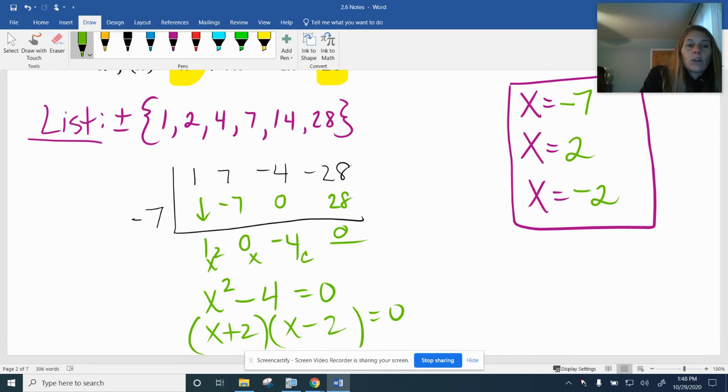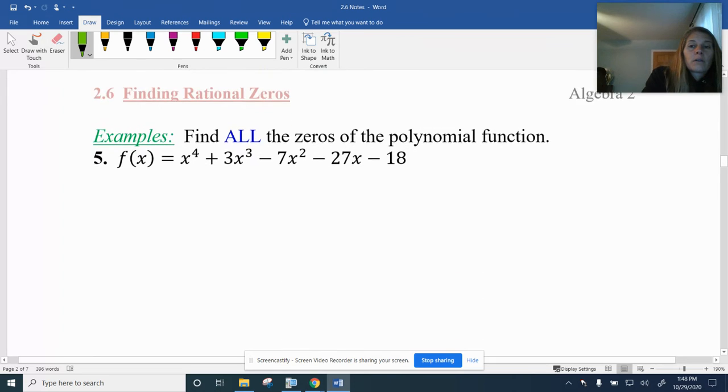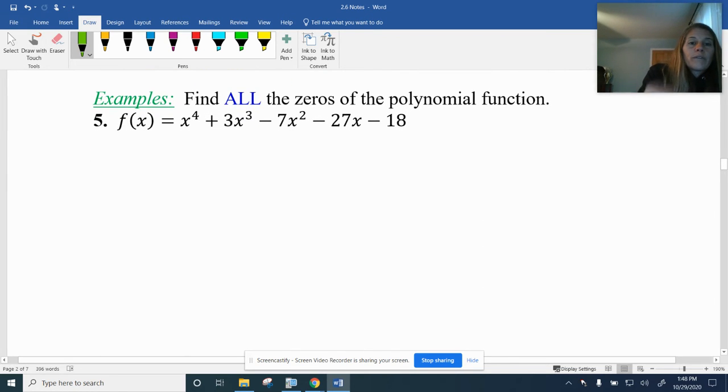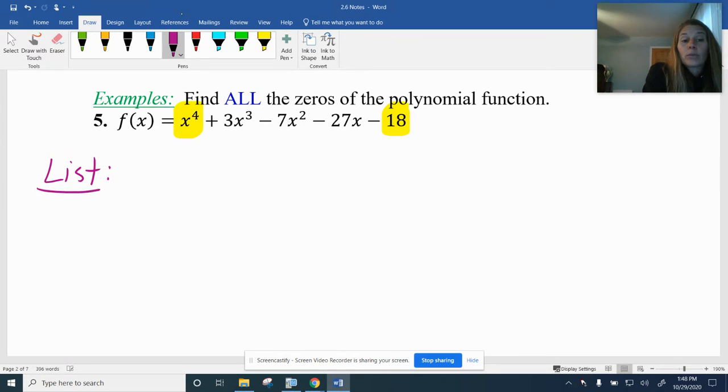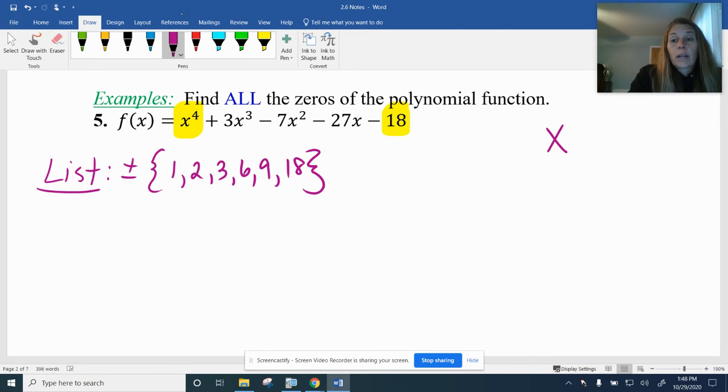Okay, so now let's take a look at number 5. So number 5, this time we have a quartic polynomial, but again, that lead term is a 1, so our list won't be too bad to make because we only have to worry about the factors of 18. We don't have to put them over anything other than the 1. So my factors of 18 are 1, 2, 3, 6, 9, and 18. And this time, of course, we're going to have 4 solutions. So we're going to be looking for an extra number this time.